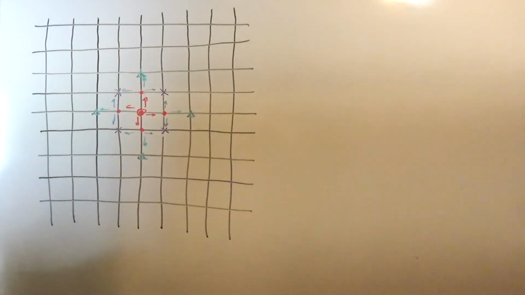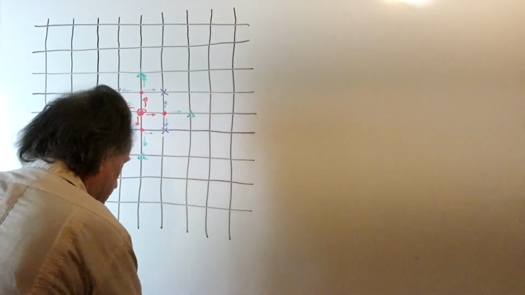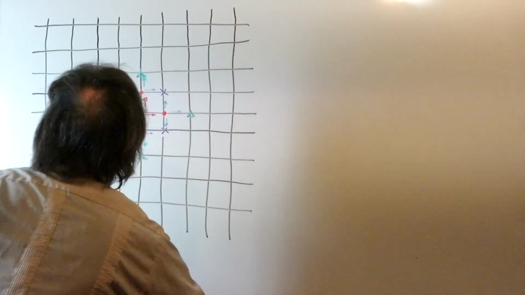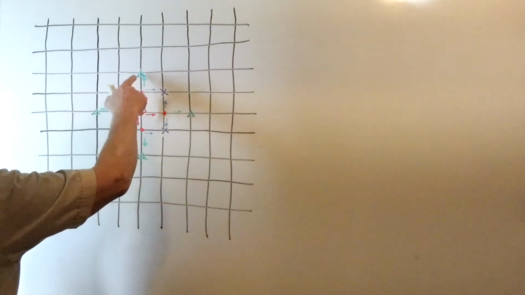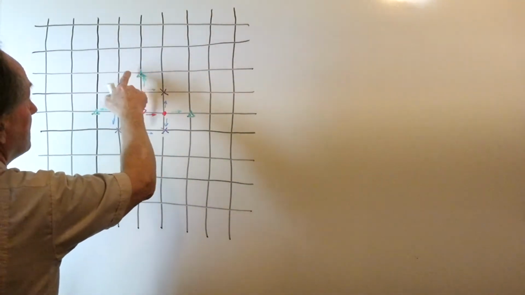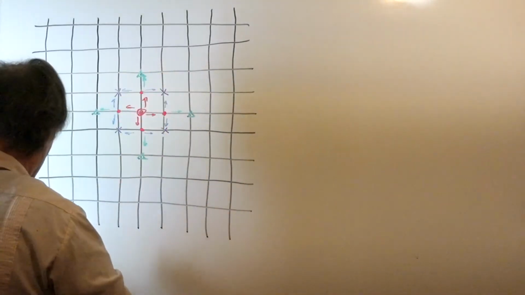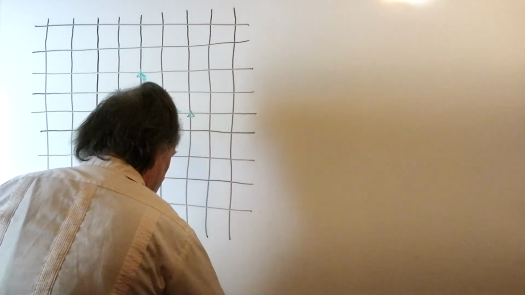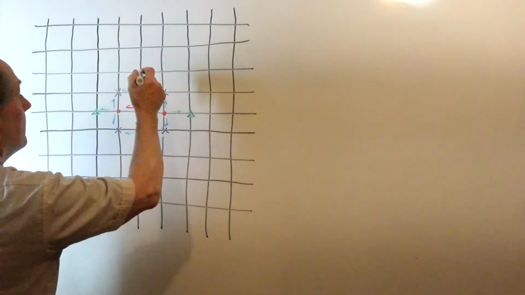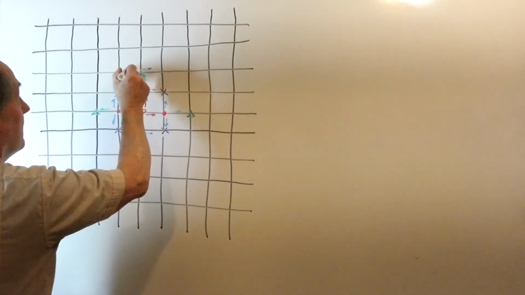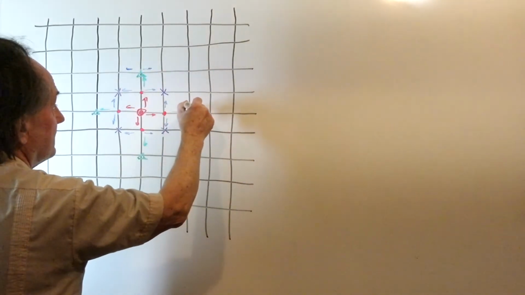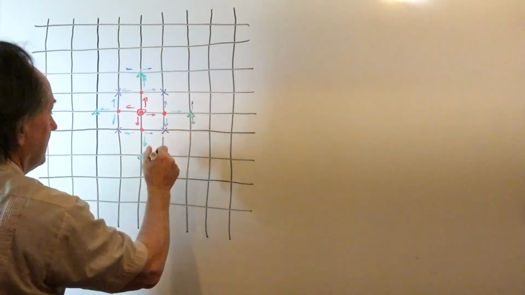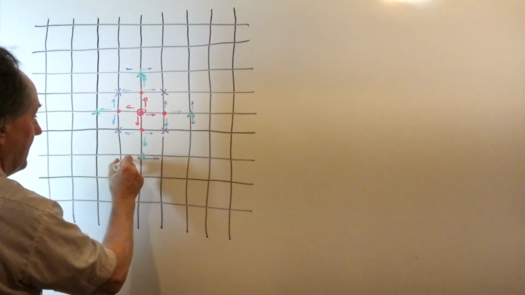Now, as we move further out, we can make similar types of arguments. The current here is going to divide equally, going right or left. This current is going to divide, but it's not going to be the same as this current. And this current's going to divide equally, and the same there.